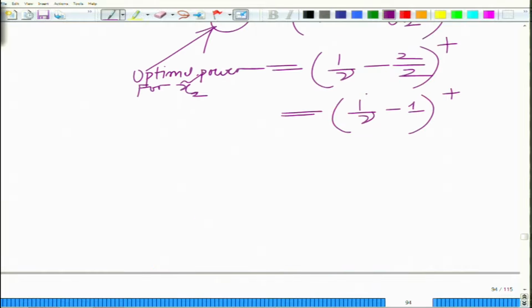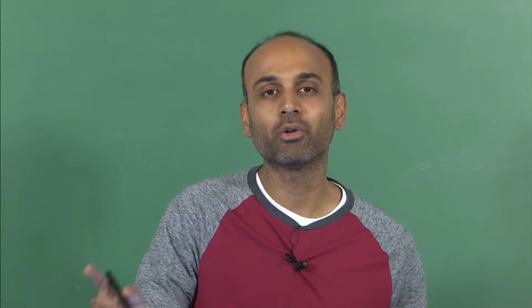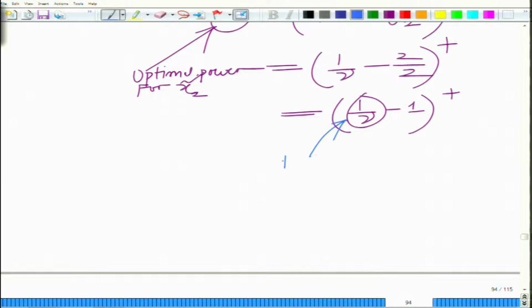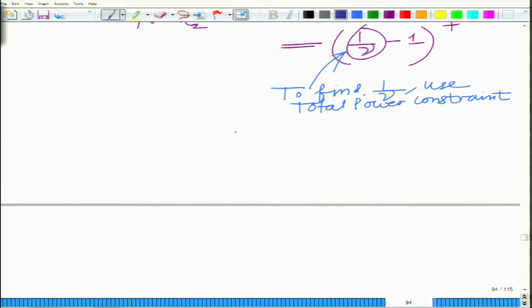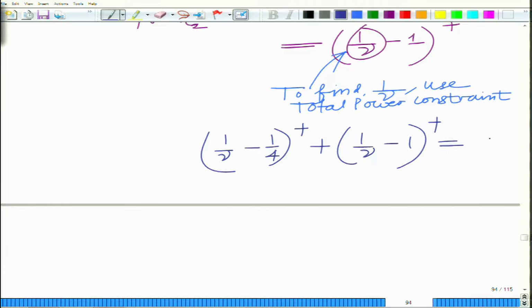Now, how to find nu? We have to use the total power constraint. To find nu, the Lagrange multiplier, remember we have to use the total power constraint. So, that becomes 1 over nu minus 1 by 4, plus, plus 1 over nu minus 1, plus, equals 4.